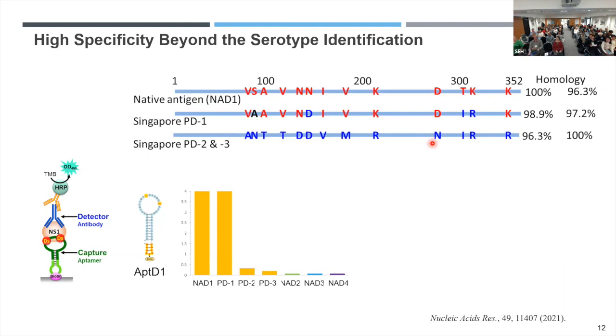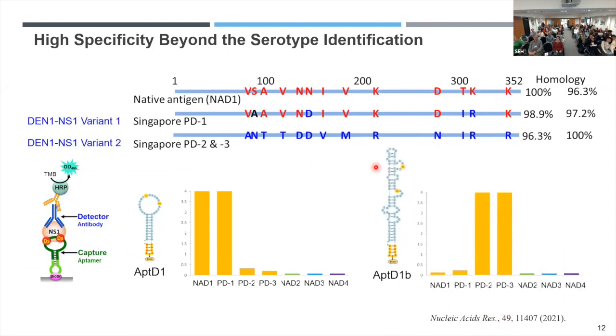Then we generated another aptamer targeting this protein. This aptamer recognizes patients two and three, but never binds to the other patient. So there are two variants in serotype one, and the amino acid homology is more than 98%. That's why our aptamer specificity is very high. Even with a few amino acid mutations, we can generate new aptamers.